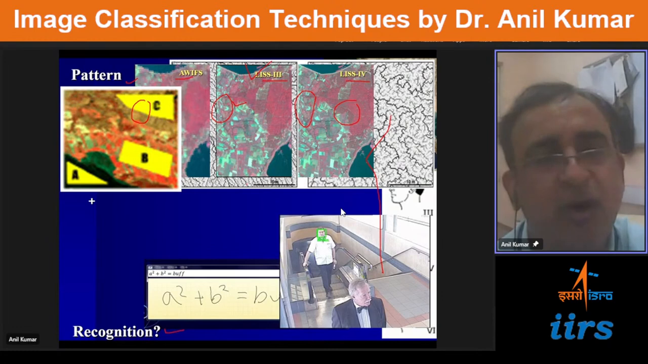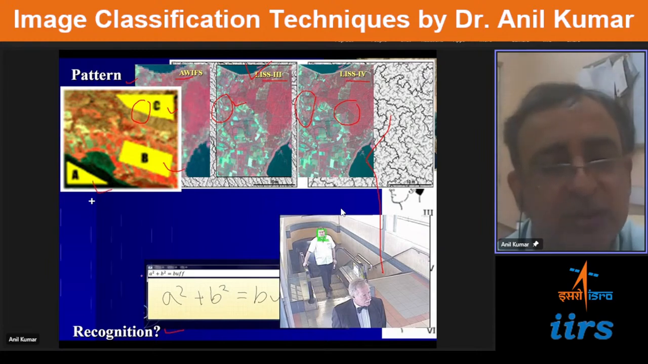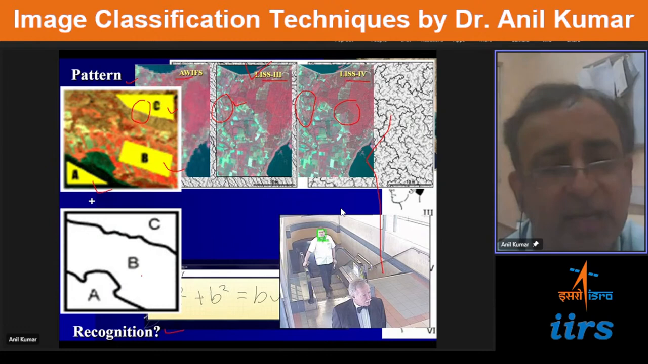So here when we talk about pattern, we have to create some signatures for each class. When we apply these signatures, we can use it for recognition purpose and classify the patterns as per the signature data we have provided.